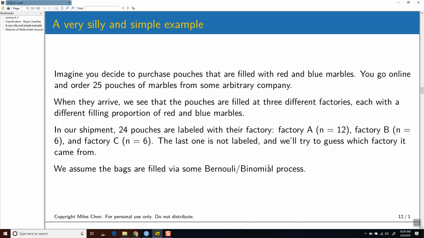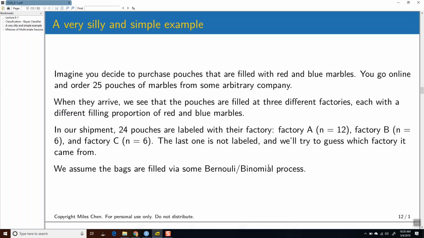So this time you decide to purchase a bunch of these pouches, and they're all filled with red and blue marbles. You order these from some arbitrary company online. And when they arrive, we find out that the pouches are filled at 3 different factories: factory A, B, and C. And somehow we know that they have different proportions of filling the red and blue marbles.